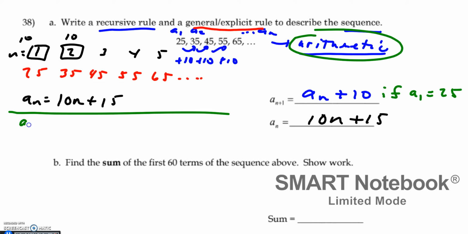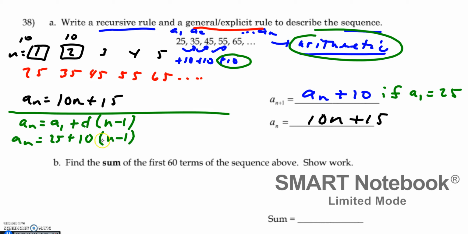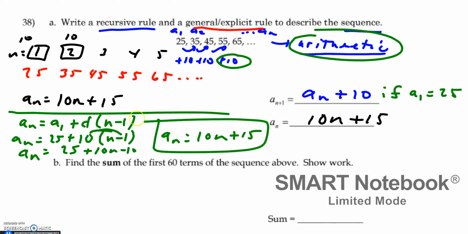So you could use a sub n equals a sub 1 plus d times n minus 1. And the common difference is 10 because we're constantly increasing by 10. The first term is 25. And what we can do is just simplify this and get the a sub n term. So some of you might like this because it's a little bit more formulaic and less guessing. 25 plus 10n minus 10 if I distribute, which would reduce to a sub n equals 10n plus 15. So either way, you get the same answer.